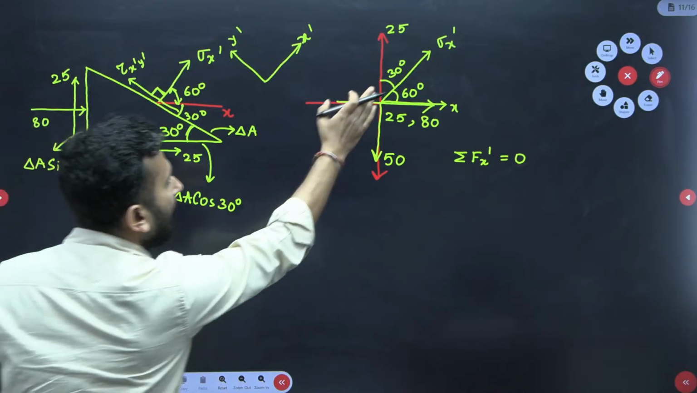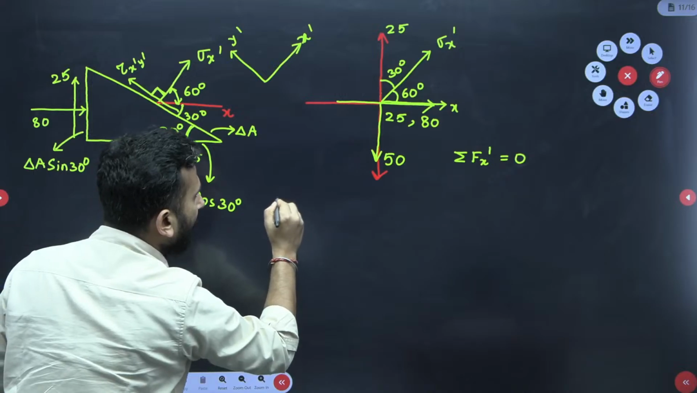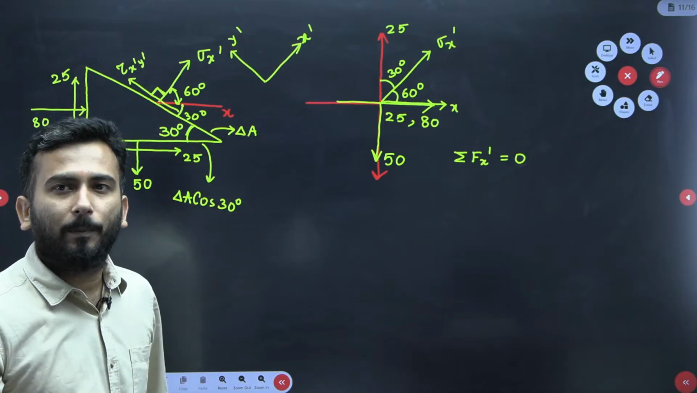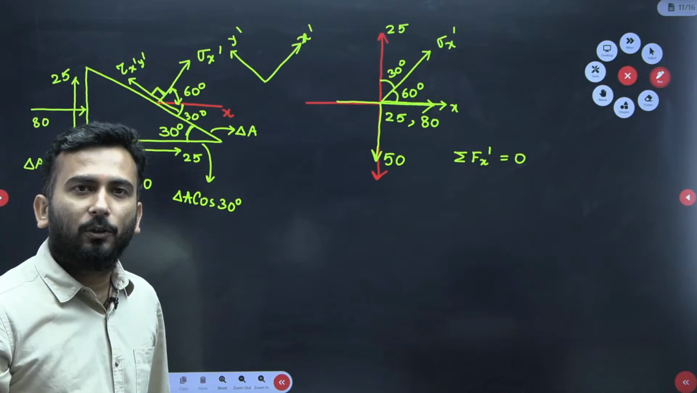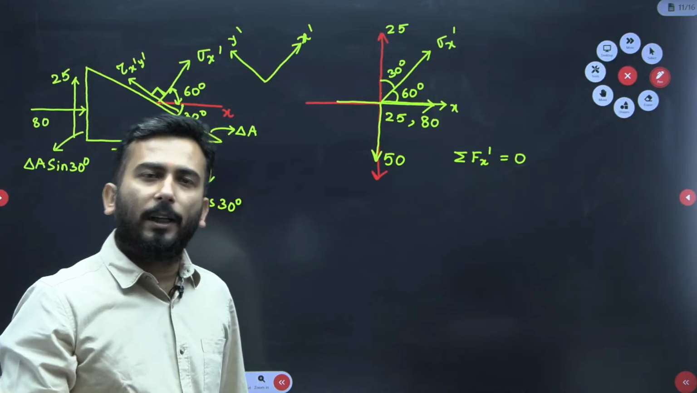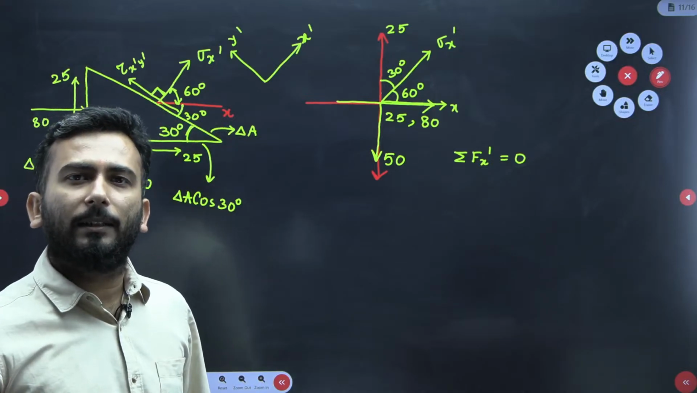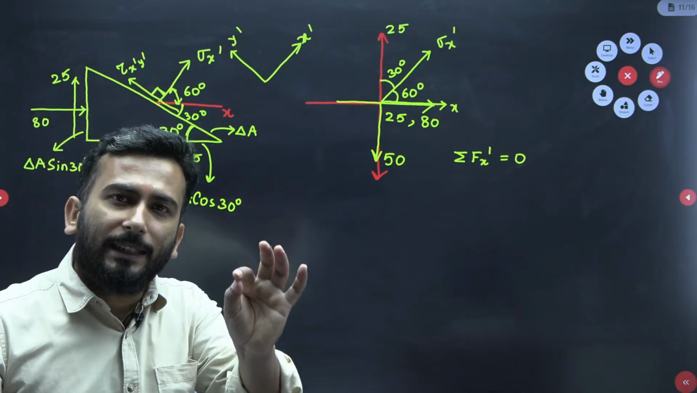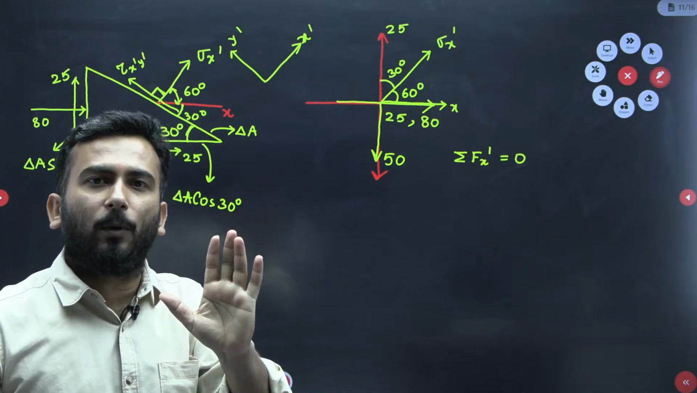So in the x dash direction, mind it, I have written only the stress. So for force, what do I have to do? Multiply with the area and get the answer. And you just have to see on which plane area the stress is lying. What is the corresponding area?